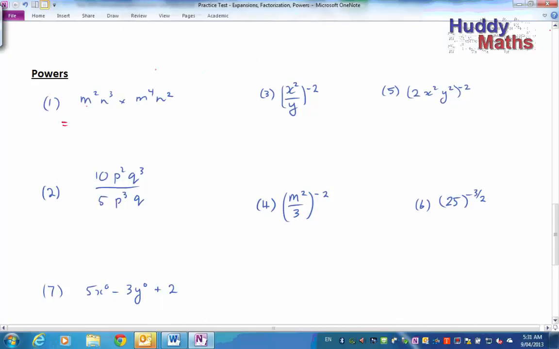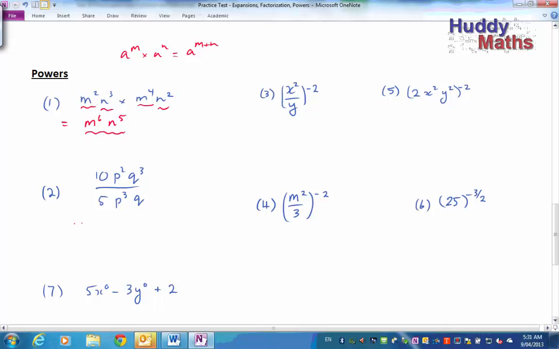Okay, so collecting up the terms in m squared by m to the 4th is m to the 6th. What are we doing here? A to the m times a to the n is a to the m plus n. Are we using that rule? And then in n land, n cubed by n squared, add the powers, it's n to the 5th.